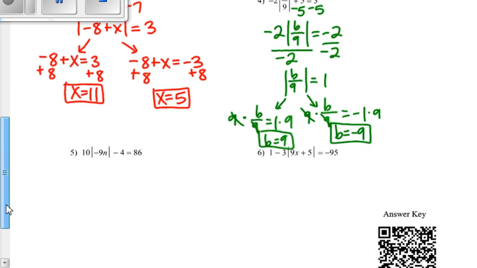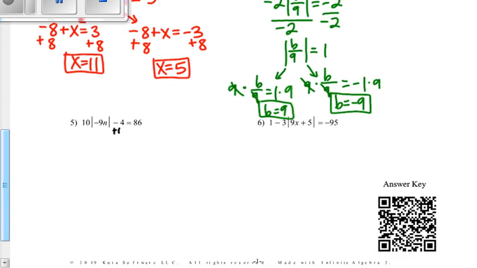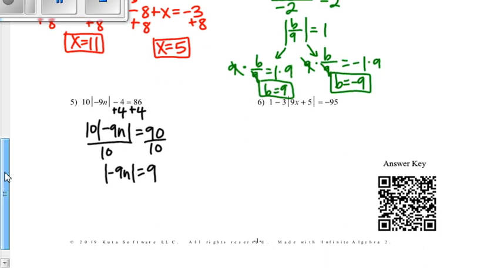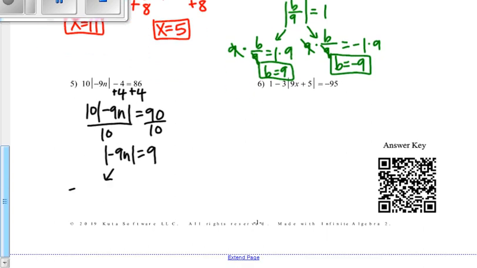On number 5, at the bottom, we're going to start by adding 4 to both sides. So that gives us 90. Divide both sides by 10. So I have the absolute value of -9n equals 9. And then again, we're going to create those two equations. So -9n equals 9. And -9n equals -9. And solving, so if I divide by -9 over here, I get -1. If I solve by dividing by -9 over here, I get +1.